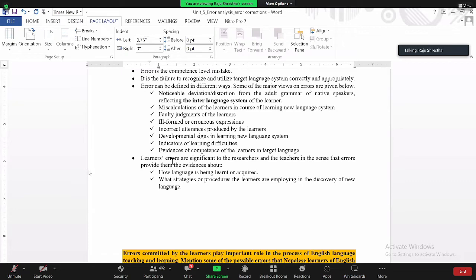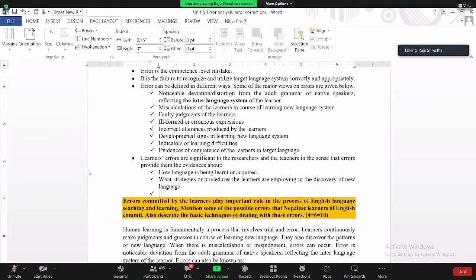What kind of technique, what kind of strategy the child is using while learning language, this kind of evidence will be seen and will be useful to the researcher, to the teacher, even to the learners. So strategies and processes or procedures learners are employing, everything we can see from the error. So from this point we can say errors are important for the teaching and learning purpose.